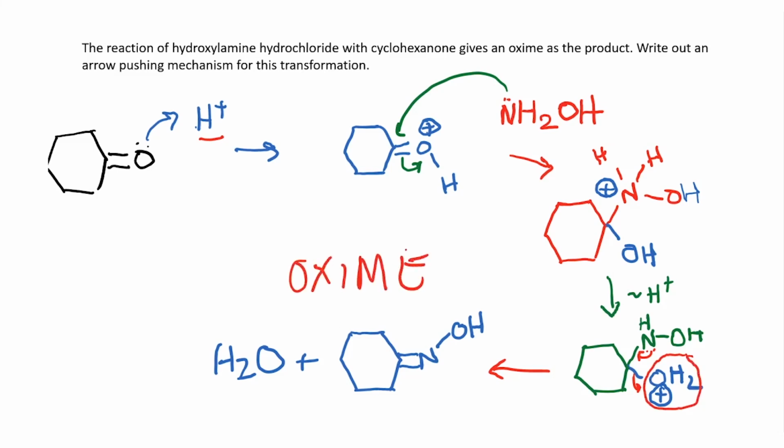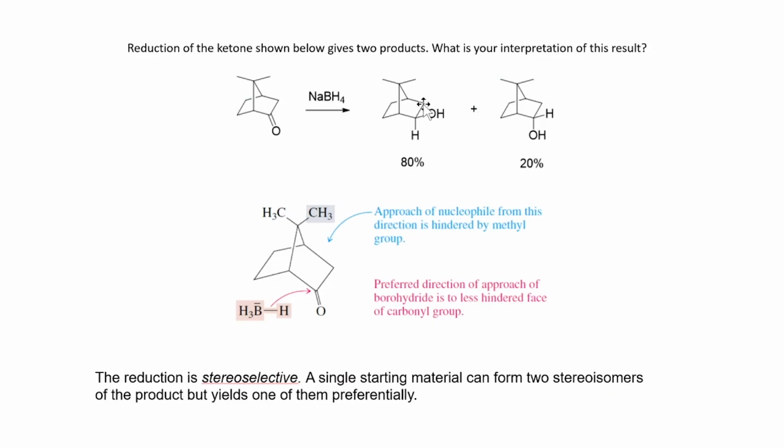Okay, so you can keep this mechanism in mind, because this is something that we will come back to during rearrangements. All right, now the next question is about reduction with sodium borohydride, and so you get a mixture of 80 to 20. So this is consistent with what we have observed before.